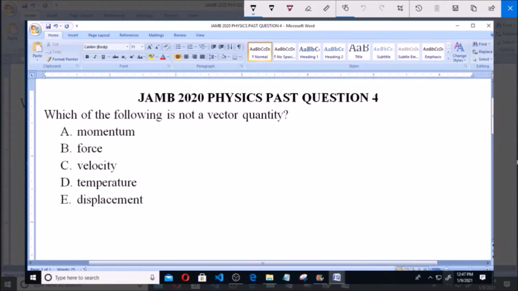I will be answering Jamb 2020 Physics Past Question 4. Which of the following is not a vector quantity? A. Momentum, B. Force, C. Velocity, D. Temperature, and E. Displacement.